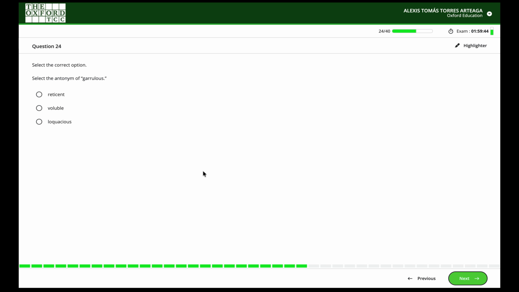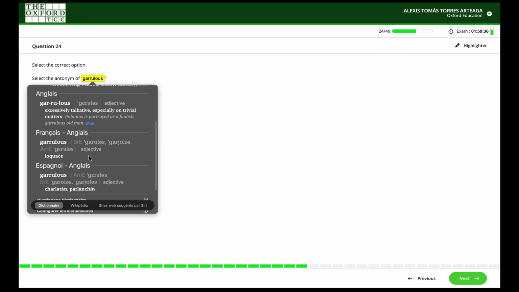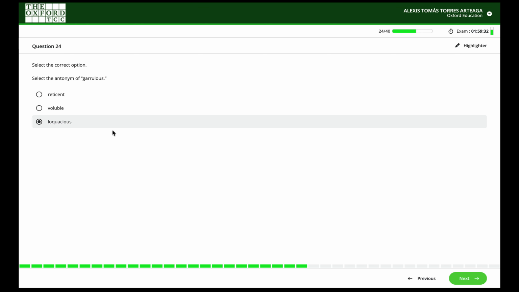Select the antonym of garrulous: reticent, voluble. Excessively talkative. Reticent.